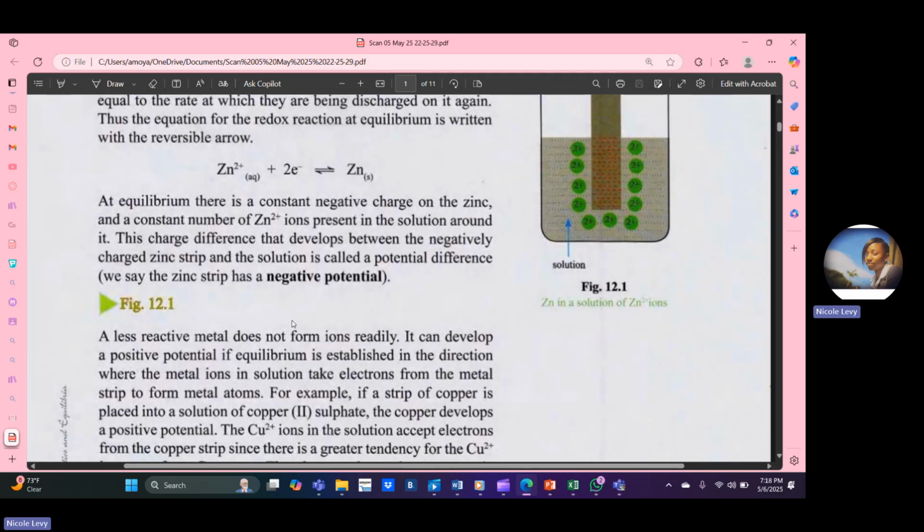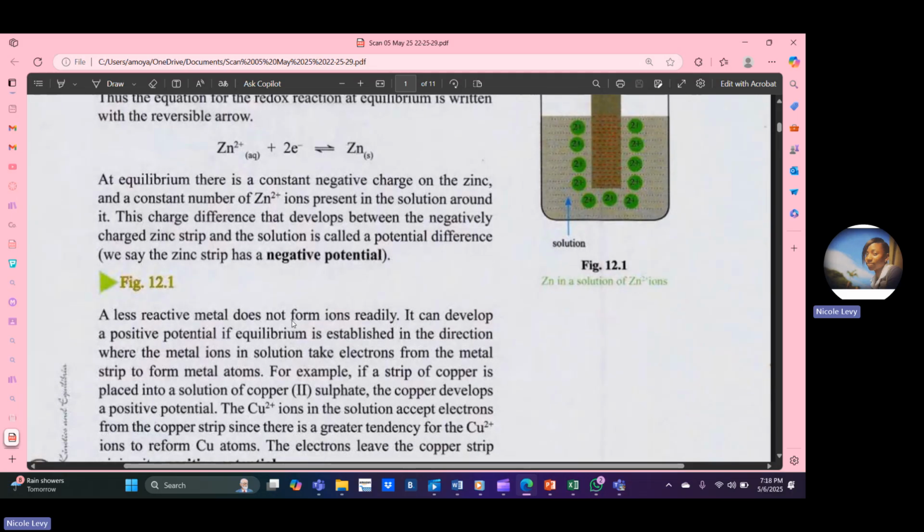But remember now, in the solution, we have what? Zinc 2 plus ions. So there's a potential difference because the zinc strip is going to be negative due to the electrons surrounding it, but in the solution, we have cations, which are the zinc cations. So that is how we get a potential difference there.